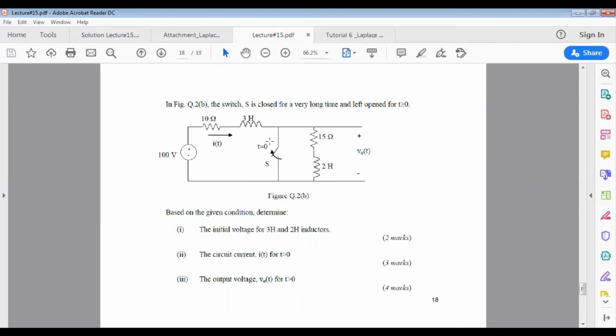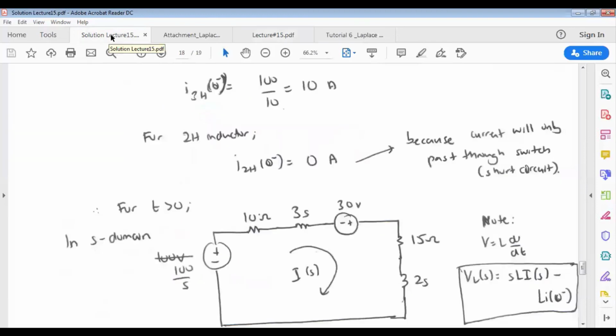So for t bigger than 0, the path can be ignored. We have this component consisting of 10 ohm, 3 Henry, 15 ohm, and 2 Henry components. So let's have a look at the solution for the circuit current calculation.